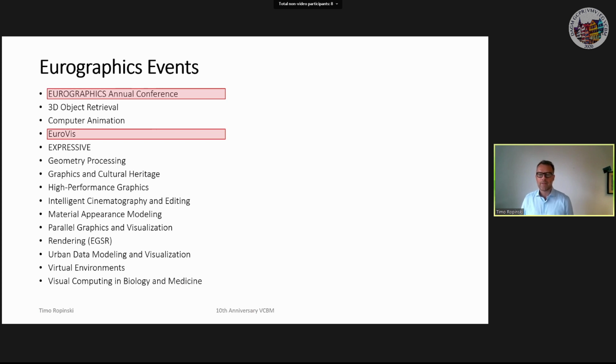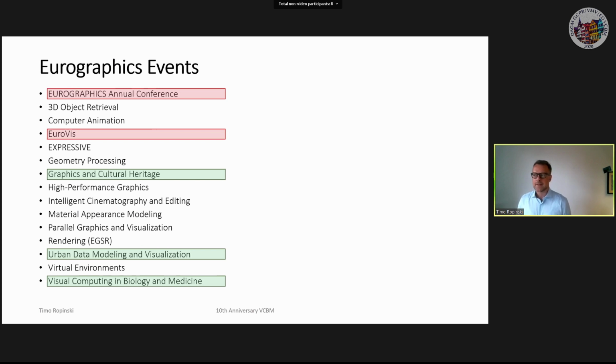But there are also other events which stand out. And these are these three events. When you look at the workshop on graphics and cultural heritage, urban data modeling and visualization, and visual computing in biology and medicine, you realize that these three events are the only ones which are dedicated not to a certain technology or methodology, but to a domain. Cultural heritage, urban, and biology and medicine.